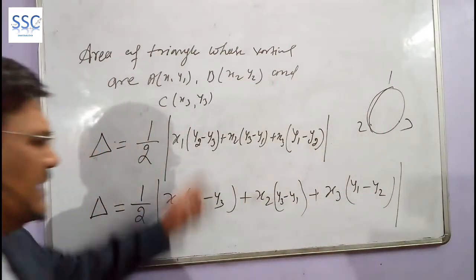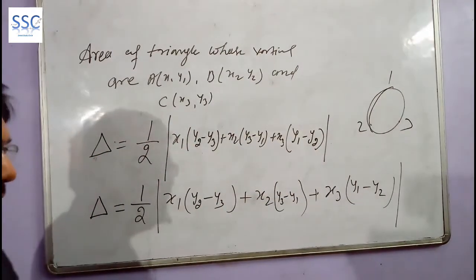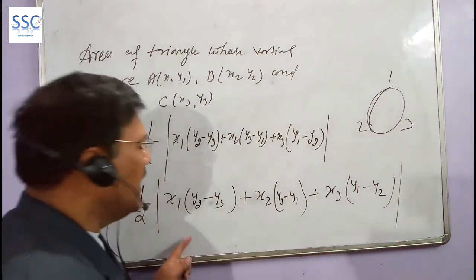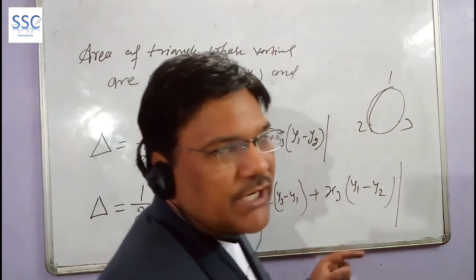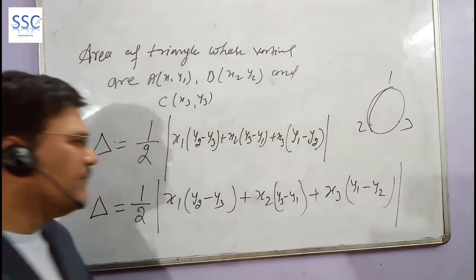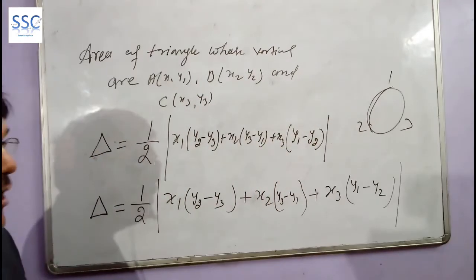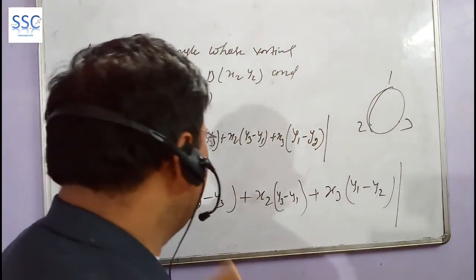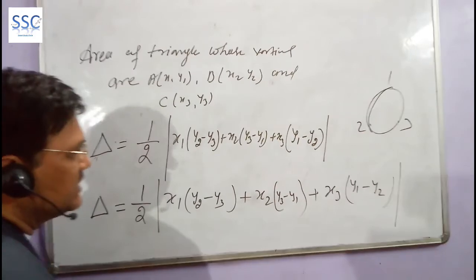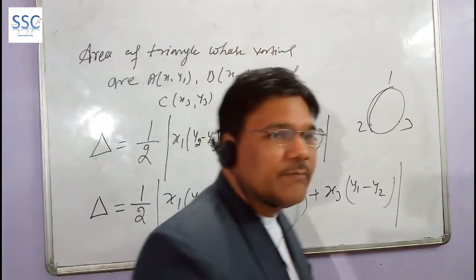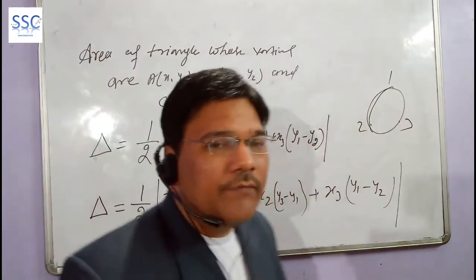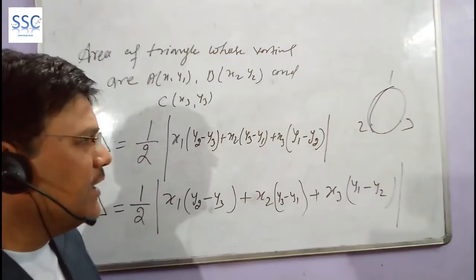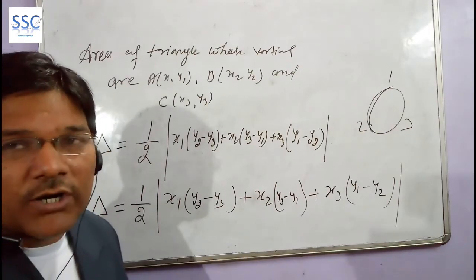Now see, it is the same formula, but it is very easy to remember and keep in mind. Outside we have the x quadrant with positive sign, and inside we have the difference of y quadrant in order 1, 2, 3. Very easy. You can remember all these three formulas: first the distance formula, then the section formula, then the area of a triangle. On the basis of the area of a triangle, there are very important questions.